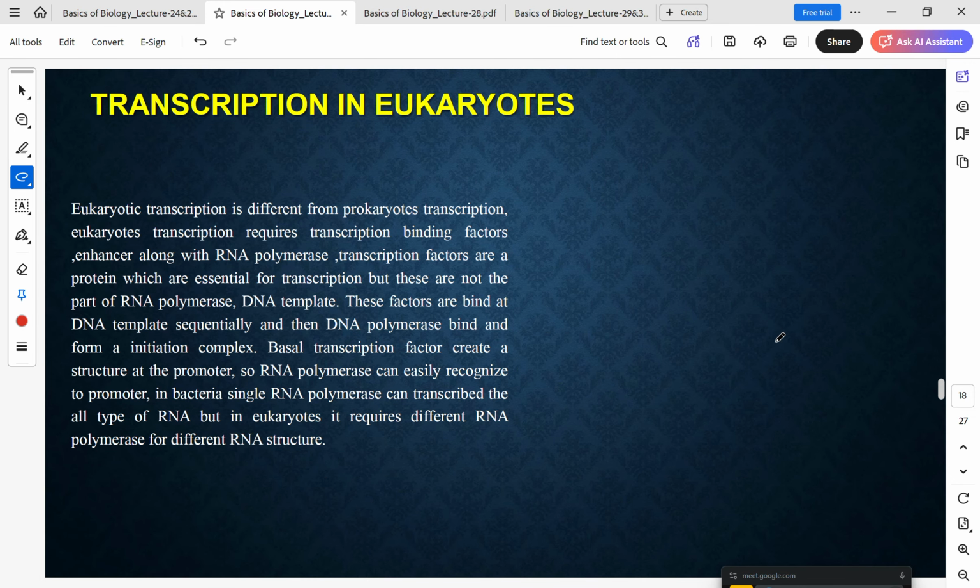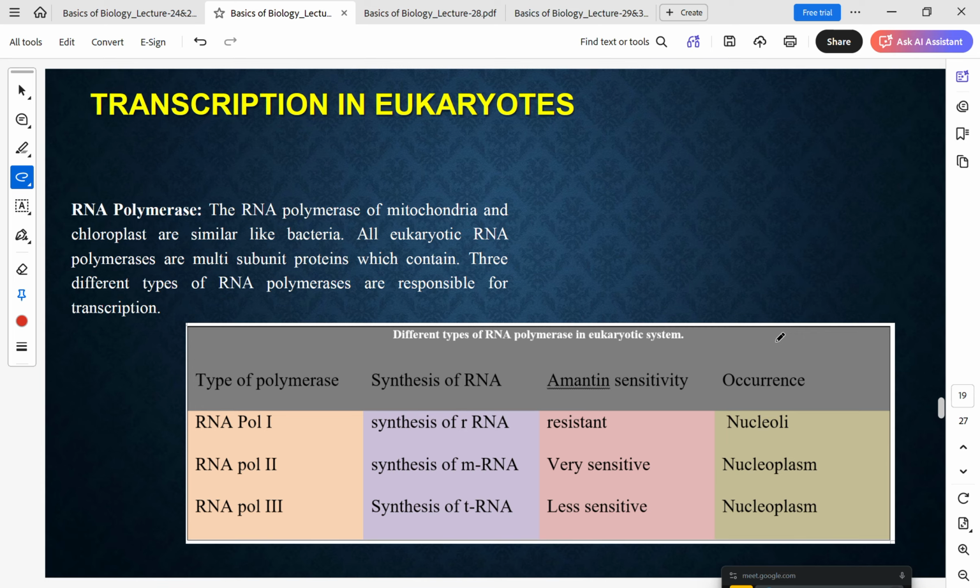Eukaryotic transcription is different from prokaryotic transcription, requires more factors, enhancers, other transcription factors. So let's look at transcription in eukaryotes.